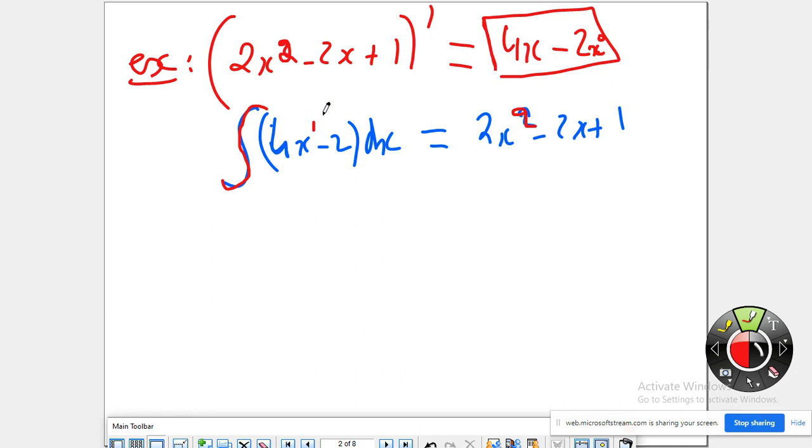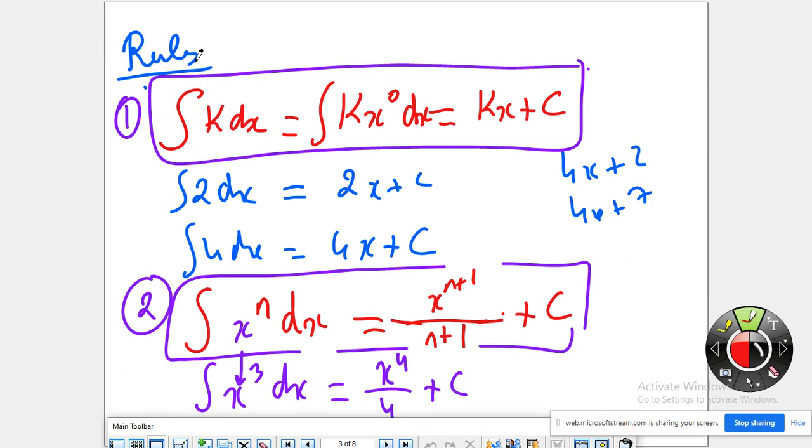So when I do the antiderivative, the rule is you add, and I don't multiply, I will divide. What does it mean? Let's see the rules, you will understand everything. For example, if I'm doing the antiderivative of k dx, a constant, it's like saying k times x to the exponent 0. So I need to add 1, x to the 0 plus 1, it becomes kx plus c.